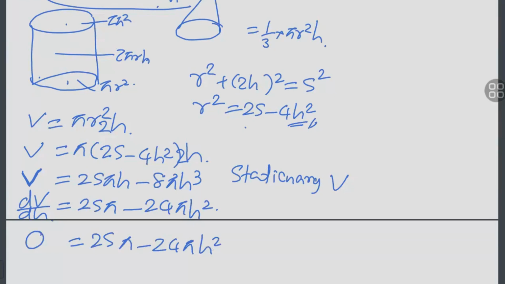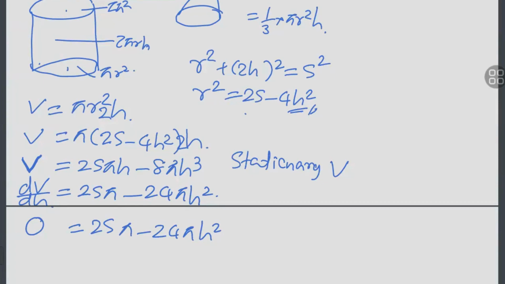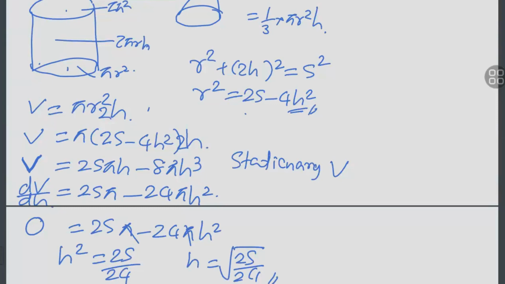This is another form they give you. What is the maximum volume, minimum volume? Then it should come to your mind to differentiate. H squared equals 25 over 24, with the 5 and 5 getting cancelled, right? Then take H equal to this value and substitute for your volume and get the answer.